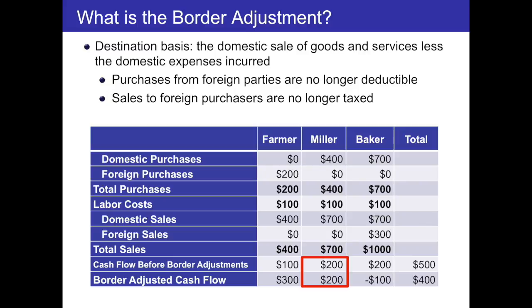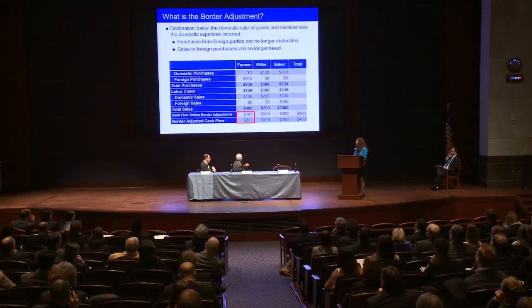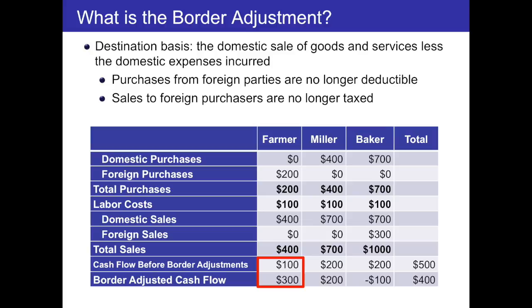Remember, the miller did everything in the US in this example, and so there's no change in their basis from a cash flow tax to a border-adjusted cash flow tax. They're totally unchanged. What you want to think about is the farmer and the baker. So for the farmer, he bought the seeds, say, in Canada, and he normally deducts those from his taxable income and ends up with a cash flow base of $100. We're going to deny the deduction, and so we've increased the taxable income of the farmer. So his liability is going to be bigger for the same rate with the border-adjusted cash flow tax than with the cash flow tax before border adjustments, or an origin basis.